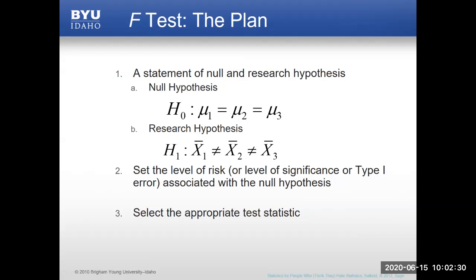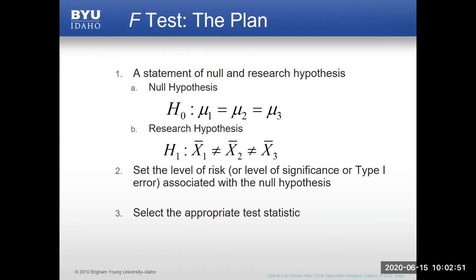Any of them could be different, right? These two could be equal to each other and have this one be different, and I would still reject the null hypothesis. So that's the idea, right? The means are all equal to each other. Alternative, they're not all equal to each other. We choose our level of risk, 0.05 is what we typically choose as our alpha.